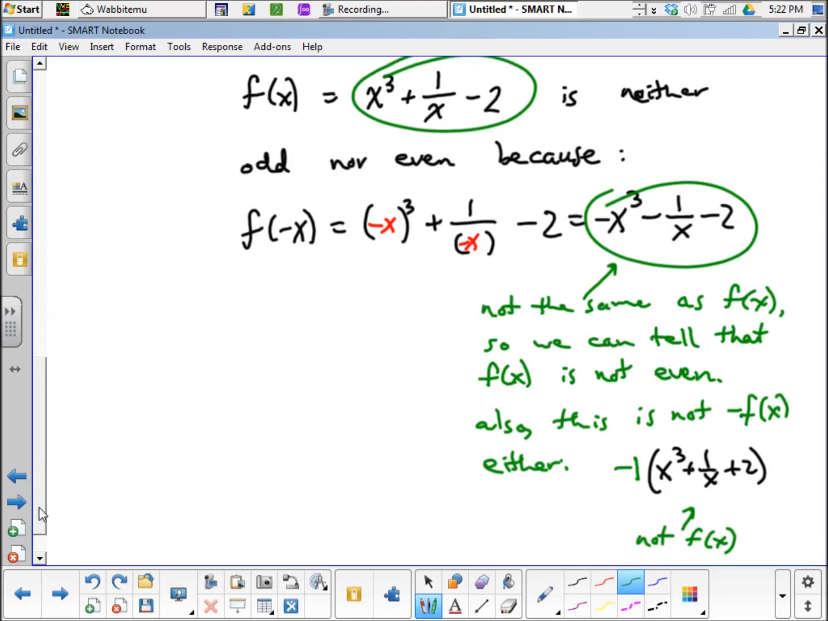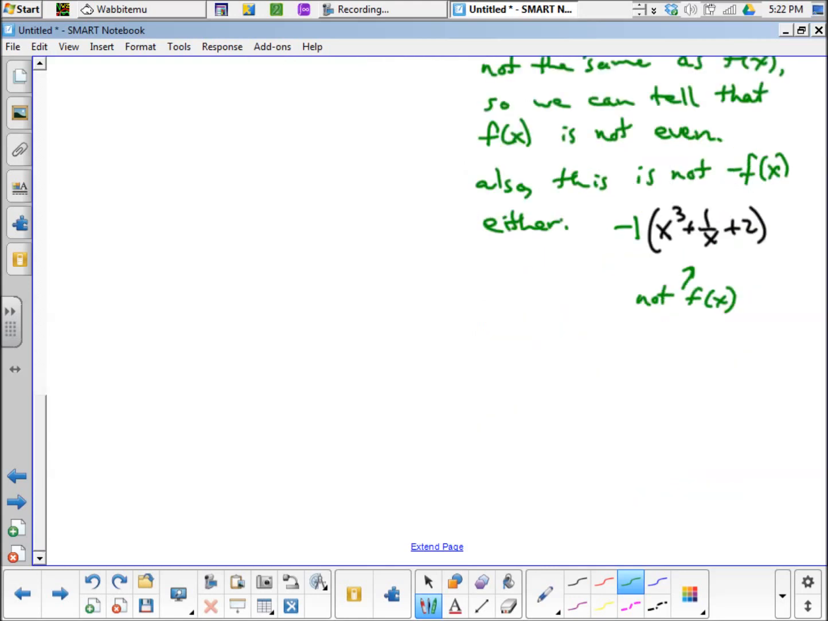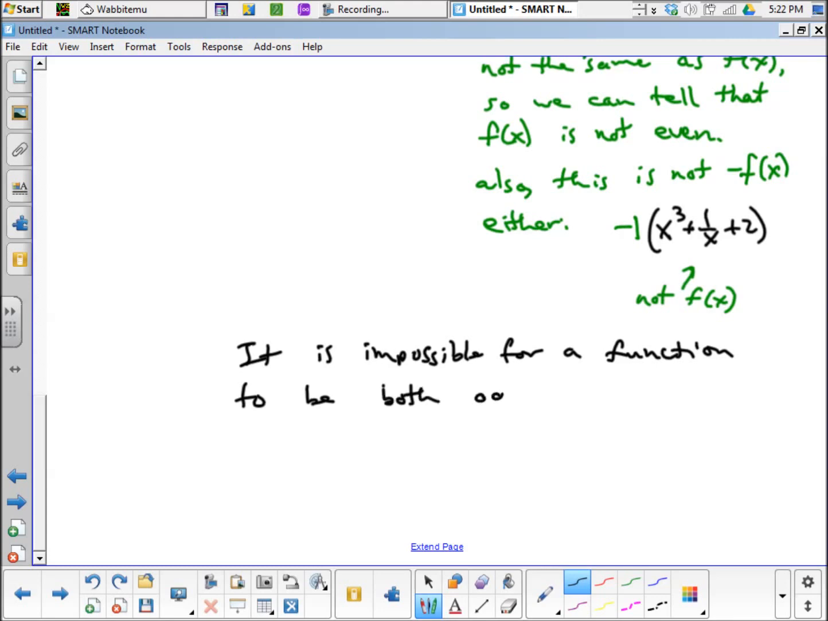And the last thing I want to say about odd and even is this. It is impossible for a function to be both odd and even. It is impossible for a function to be both odd and even at the same time.